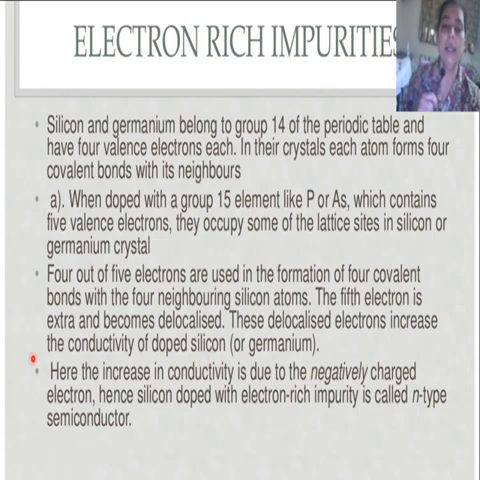Here the increase in conductivity is due to the negatively charged electron, and silicon doped with an electron rich impurity is called an N-type semiconductor. Again, this whole thing we will understand by the diagram which will come afterward.